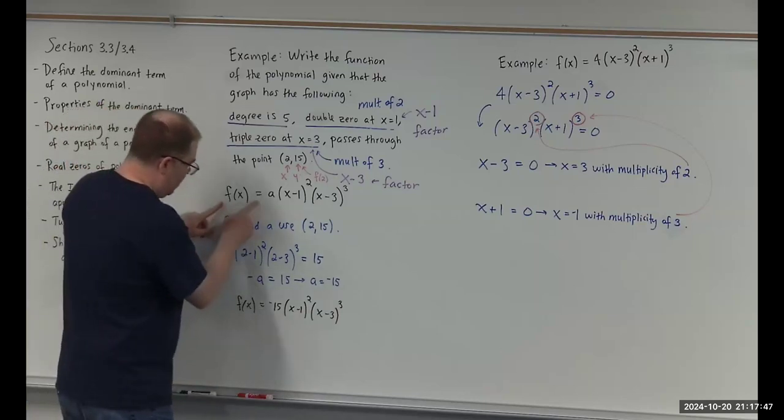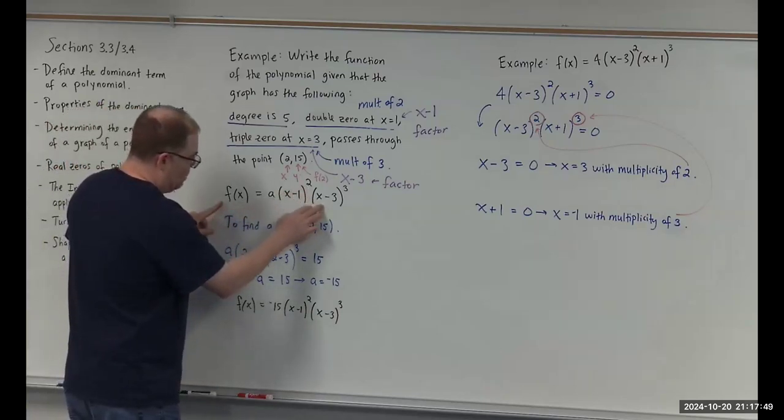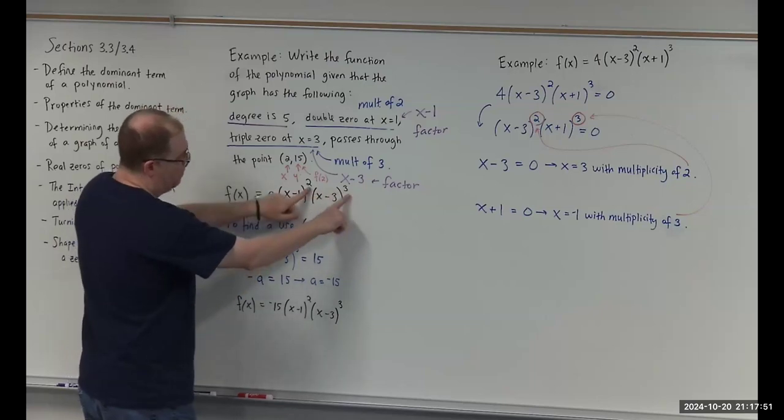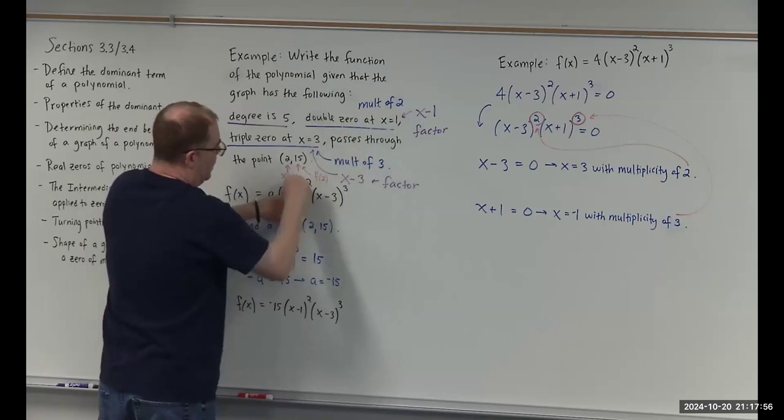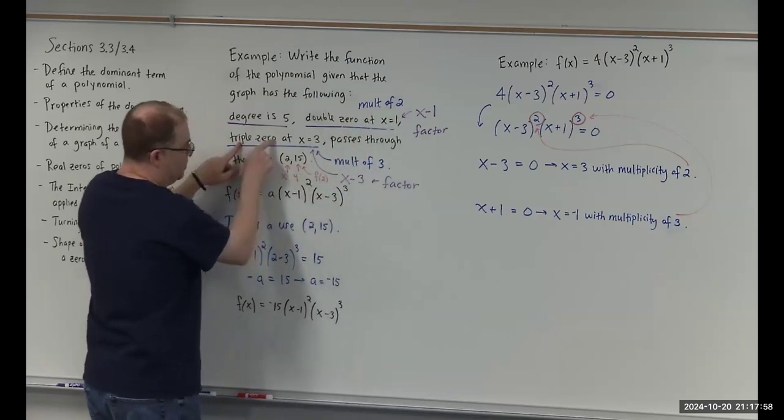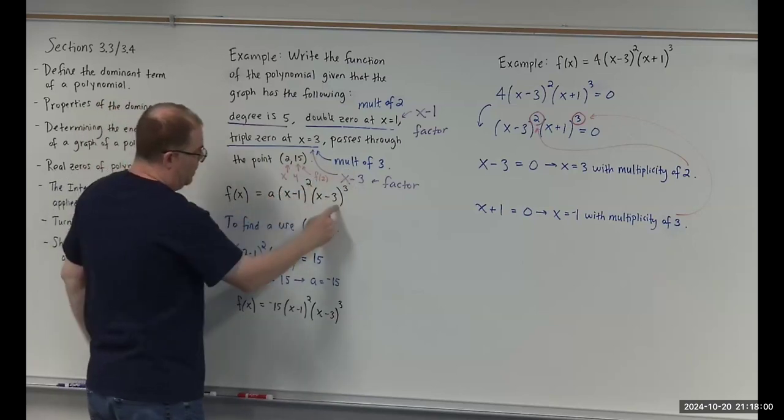So we have our function equals a times (x minus 2) squared times (x minus 3) cubed. Again, these are coming from the multiplicity. Multiplicity of 2, which is a double zero, okay? And then a triple zero. Triple zero is multiplicity of 3.